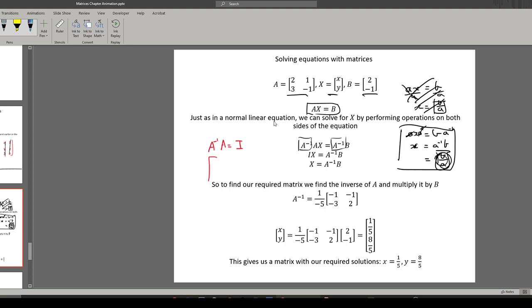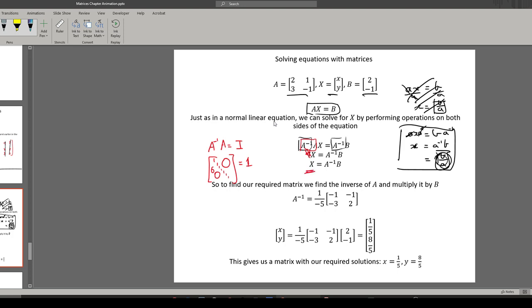Now, as a quick reminder, the identity matrix is the matrix where it's all ones just on the main diagonal and everything is zero elsewhere. That is effectively the matrix version of 1. When we multiply an inverse by the matrix itself, it gives us the identity, and the identity is effectively 1, so we can cancel out, and we're left with x equals the inverse of A multiplied by B.